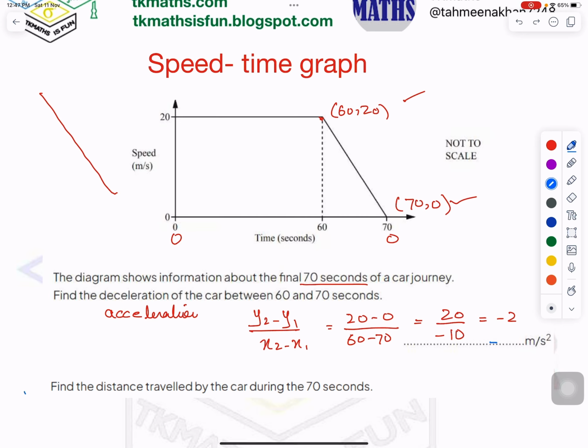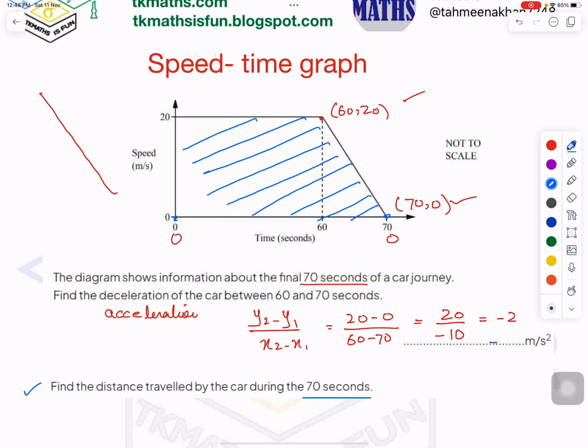The next part of the question is saying, find the distance traveled by the car during the 70 seconds. Now what will you do? Because a distance time graph is not here, it is a speed time graph. So you must remember one thing. From the speed time graph, when you have to find the distance, you just find out the area under the curve. Right now it is asking the distance covered in 70 seconds. So what area will I find out? From 0 second to 70 second, whatever is the area under the curve and the x-axis. This will give me the distance.